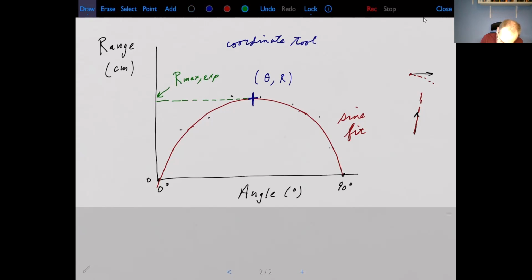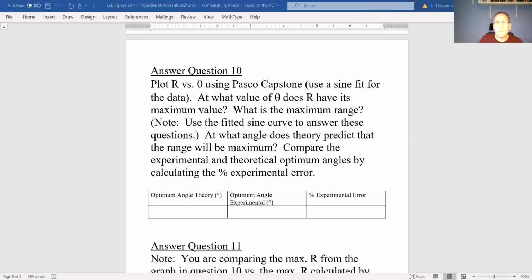And then I'm getting this value here. So this is like my R max, right? And then this value right here would be like my optimal angle. I'll call it theta optimal experimental. So that's this value. You can just read off those values. So you're finding the peak of your graph to get the maximum range and the angle at which that maximum range occurred. Okay, let's go back to the handout.